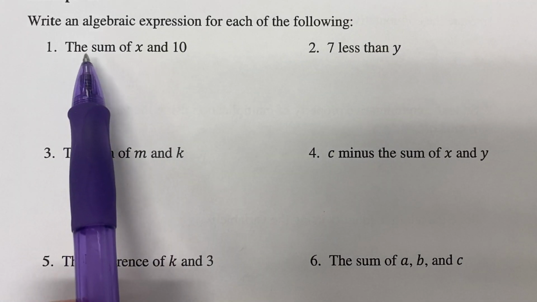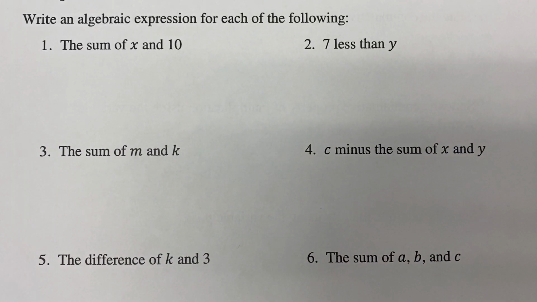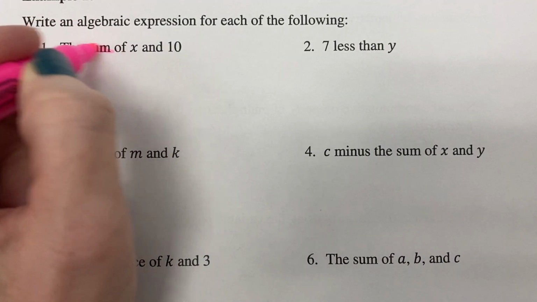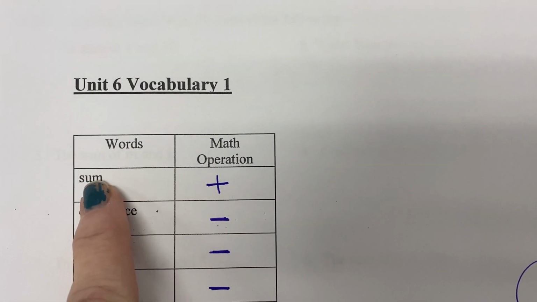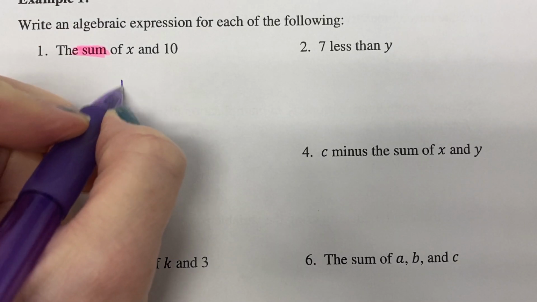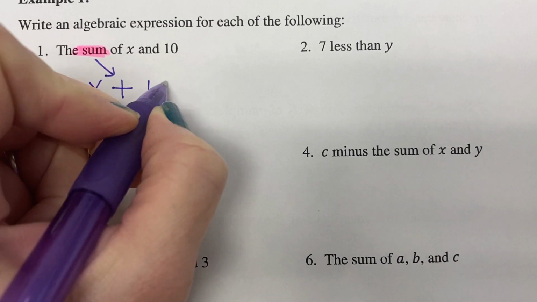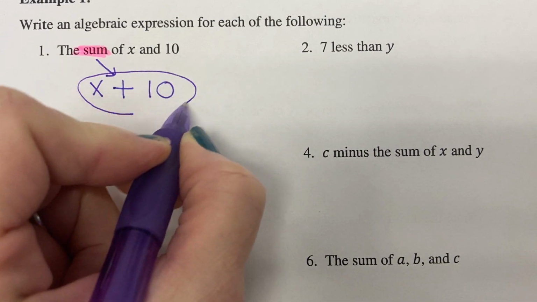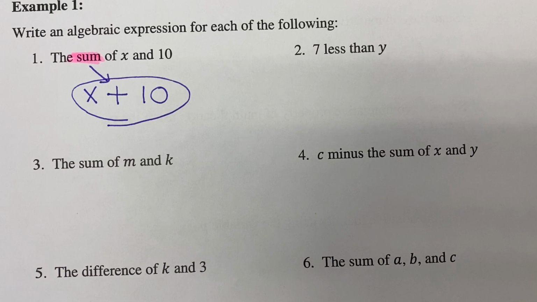Number 1 says the sum of x and 10. So I'm going to highlight the trigger word, sum. And if we look at our sheet, we see that sum indicates addition. So if we're summing up x and 10, well, we would put an addition sign. That's the sum of x and 10. So x plus 10 is the algebraic representation of that. Pretty easy. Let's look at number 2.